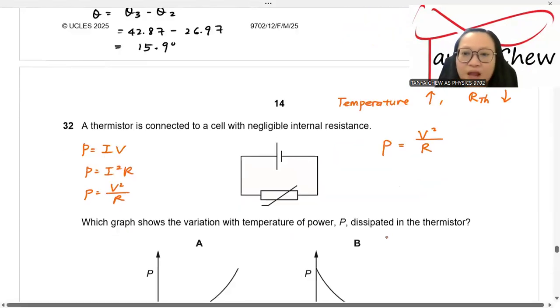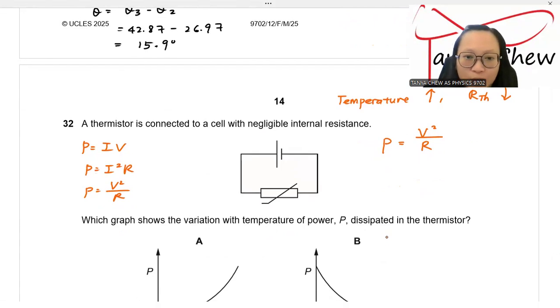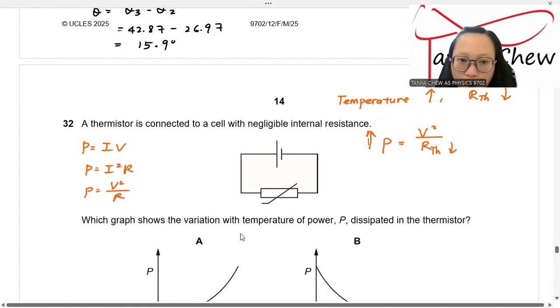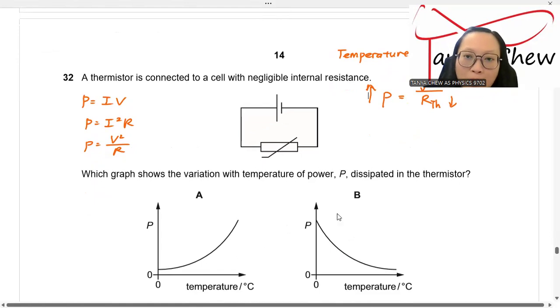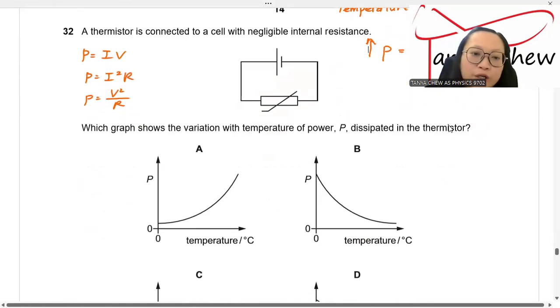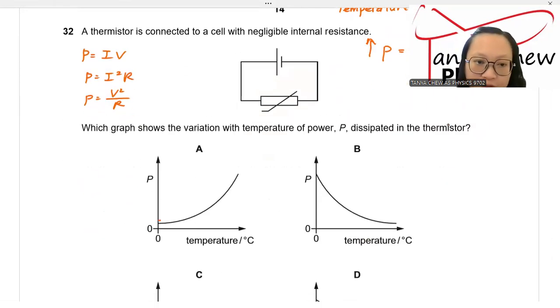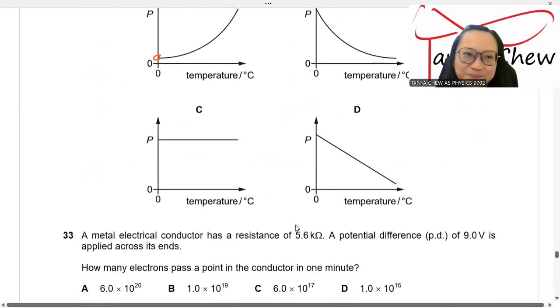Now, I need to know that when the temperature increases, the resistance of the thermistor decreases, but the power will increase. So the power is inversely proportional to the resistance, and the power increases when the temperature increases. But you have to have a certain initial power, because the switch is closed. That is why the answer is A.